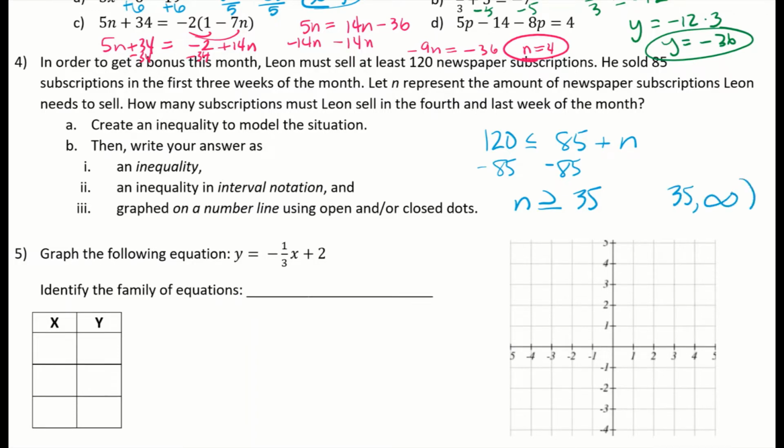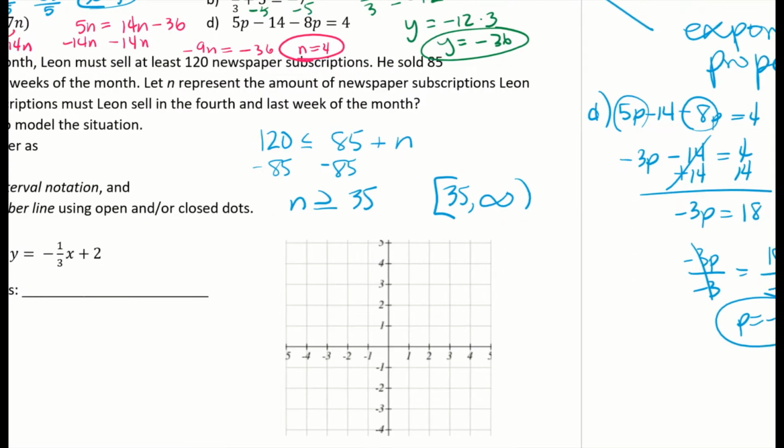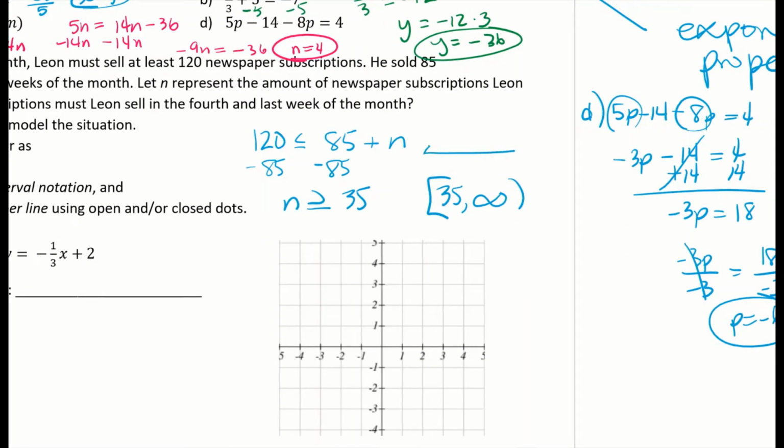So if I'm writing this in interval notation, I'm going to use the bracket because we have the equal sign, and then infinity always gets the parenthesis. So on a number line, this would be a closed dot at 35, and then an arrow pointing to the right.